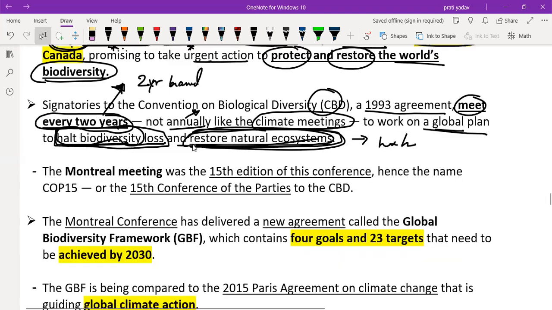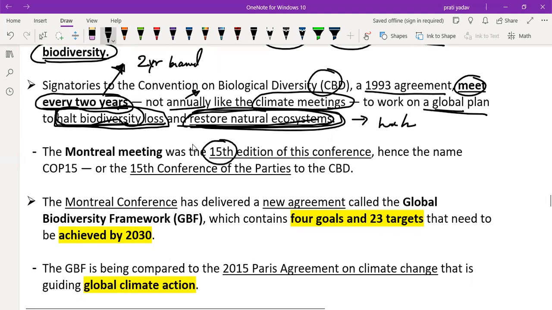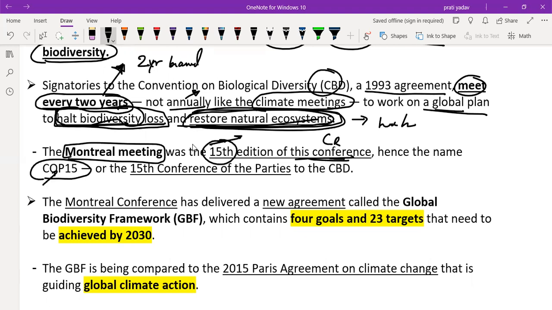The Montreal meeting was the 15th edition of this conference. So remember, the Montreal meeting, which concluded recently, is the 15th edition of this conference of the CBD. Hence the name COP15. COP15 means Conference of the Parties 15. The meeting is the 15th, and COP means Conference of the Parties. The Conference of the Parties of the CBD has met for the 15th time. That's why we call it COP15.